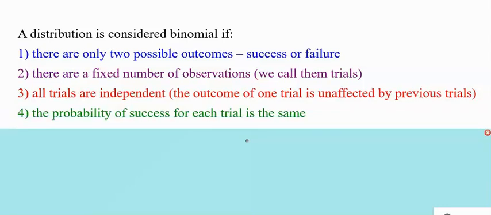And then the probability of success for each trial is the same. In other words, the probability of it happening is going to be the same no matter what. So for the first one and the second one, it's going to be the exact same probability. Those are the four things.